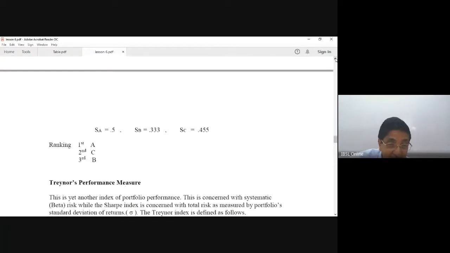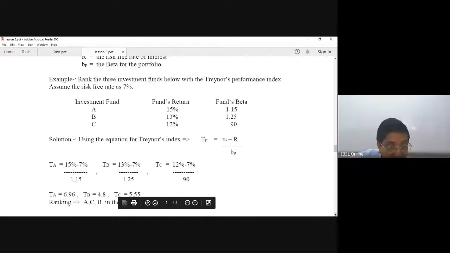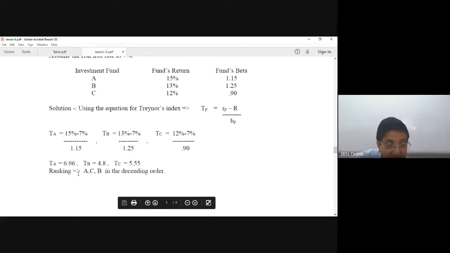Now you can compare these rankings with earlier rankings with regard to the Sharpe's index. I mean, you can see both rankings are same. Here also we got A, C, and B. Under Treynor's measure also we have that ranking, A, C, and B.